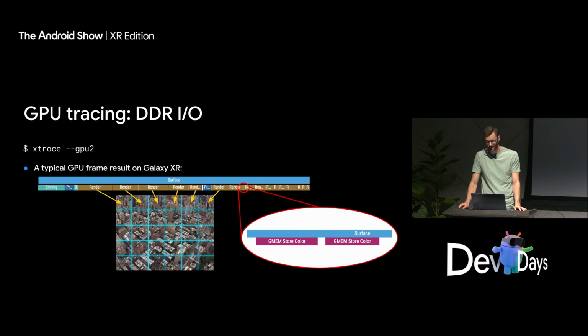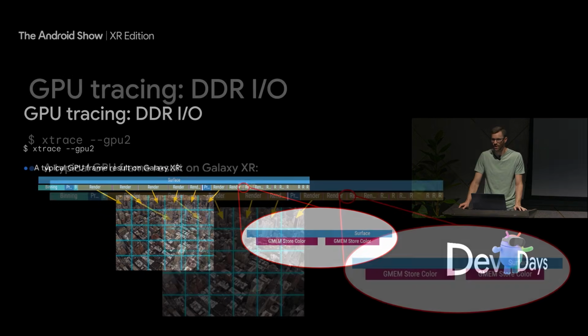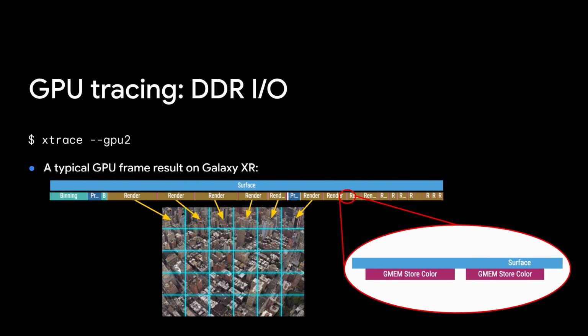So if you zoom into the space between 2 renders, you'll see the GMEM load and store events. In this case, we see 2 store color events. That's typically what you want to see for simple forward rendering: one store for the right eye and one for the left. Notice that there are no depth events. That's because depth was never written out to DDR in this case. Depth was only needed in GMEM while rendering.